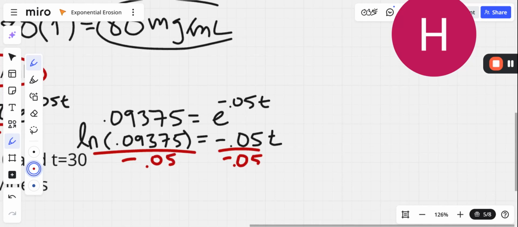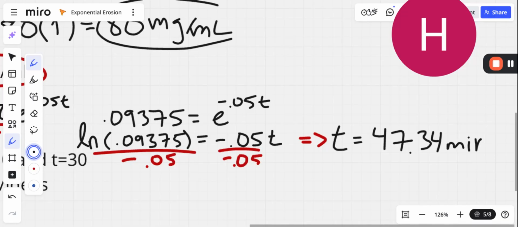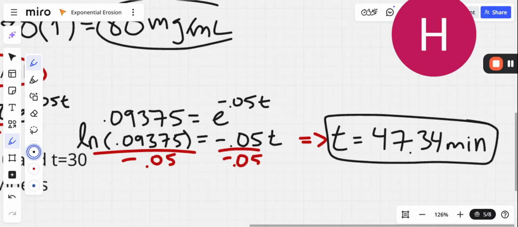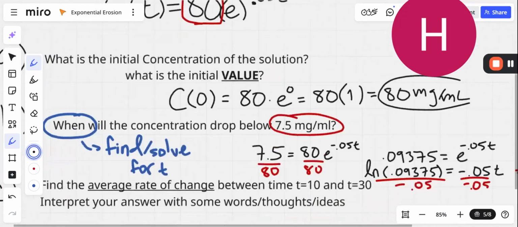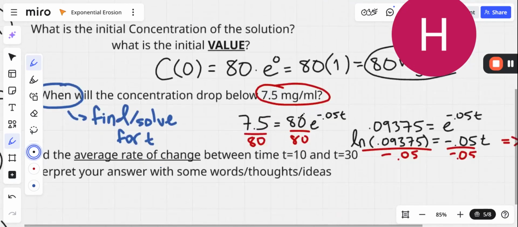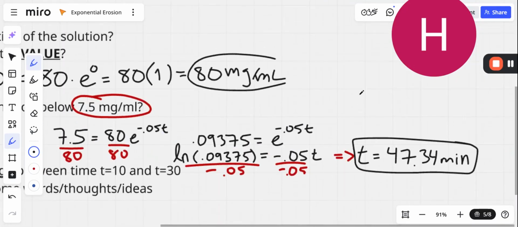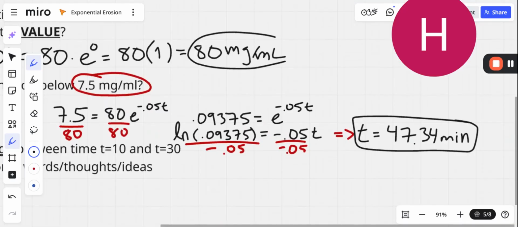Because if you take the natural log of 0.09375, you get a negative value. So when you divide by negative 0.05, you actually get that t equals about 47.34, and this is in minutes. So that's how many minutes it's going to take for the concentration of this chemical solution to drop below 7.5 milligrams per milliliter.